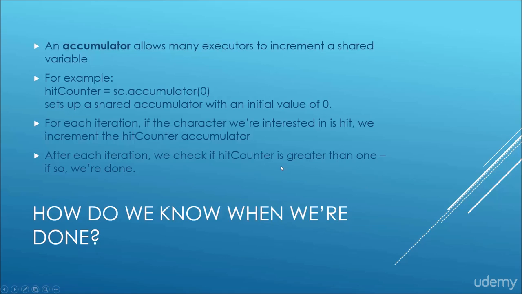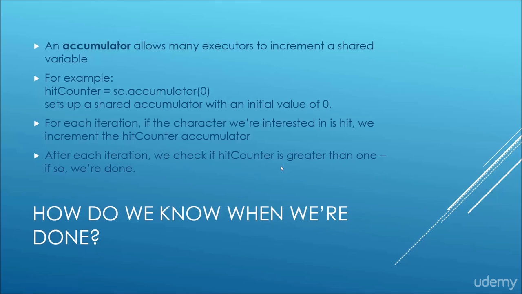So we'll just do this over and over again until we encounter the character that we're interested in. And at that point, we can count how many iterations we've had to go through to figure out the degrees of separation. But how do we know when we're done? I mean, this is running potentially on a cluster, and there's no set way of knowing when we've actually encountered the character we care about. Well, that's where accumulators come in.